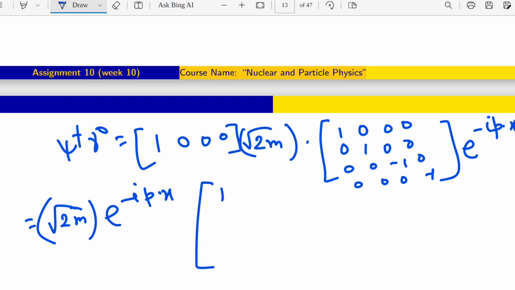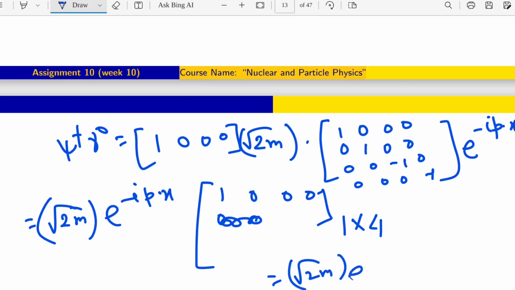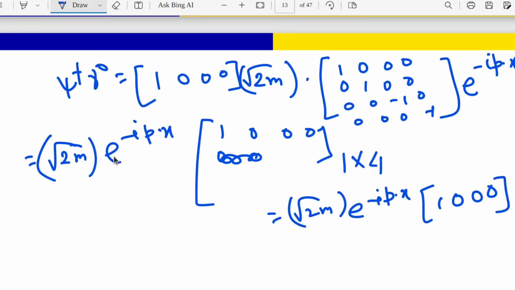1, see 1, then all the things will be 0, right? Then 0, okay. So what will be the answer here? The answer will be, okay, so this will be a 1 by 4 matrix. So there will be no other component. That means the matrix will be e to the power minus i p dot x times 1 0 0 0. So this will be the answer for that psi bar gamma 0.